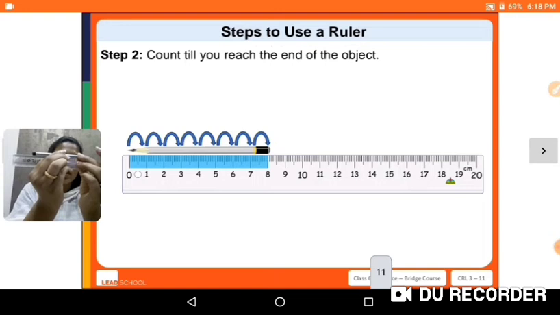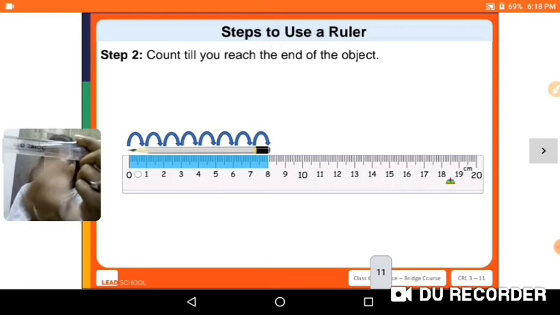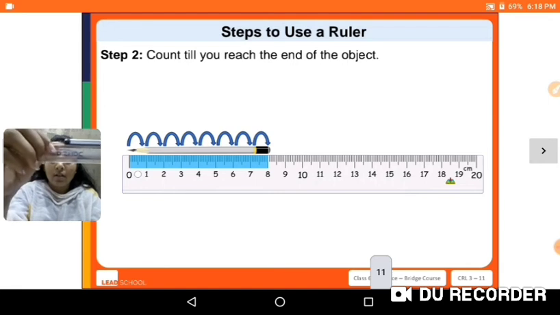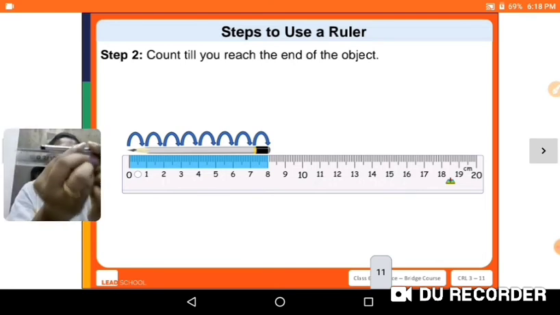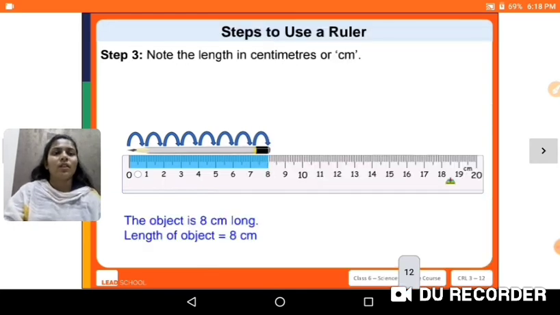And now you have to count to the end point of the pencil like this: 1, 2, 3, 4, 5, 6, 7, 8, 9, 10, 11. Everyone can see it is at the point 12. So this pencil is 12 centimeter long. In this figure you can see the pencil is kept and it is 8 centimeter long. The length of the pencil is 8 centimeter.